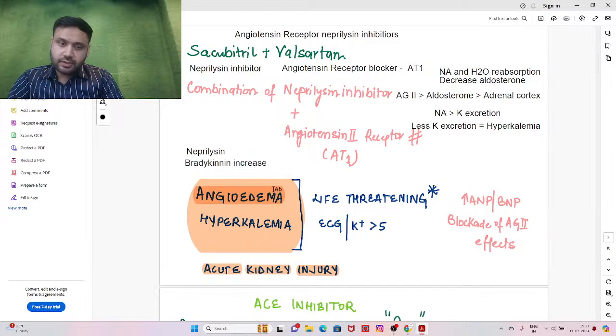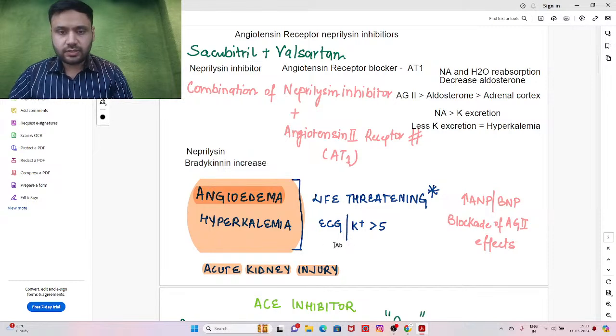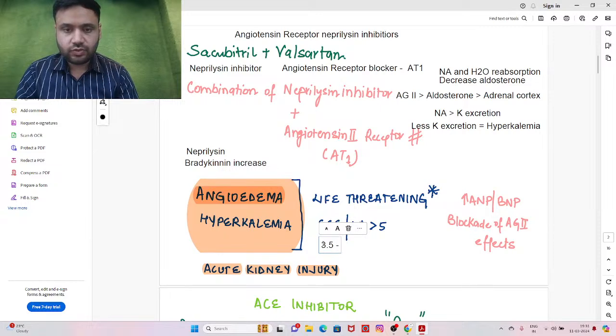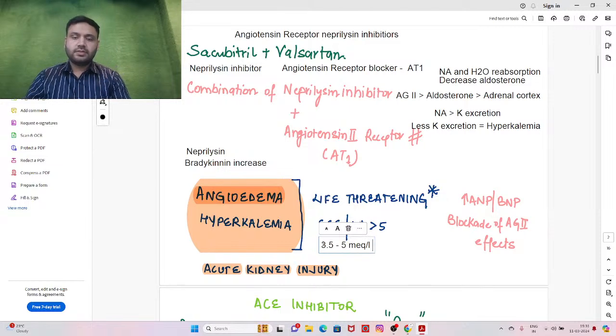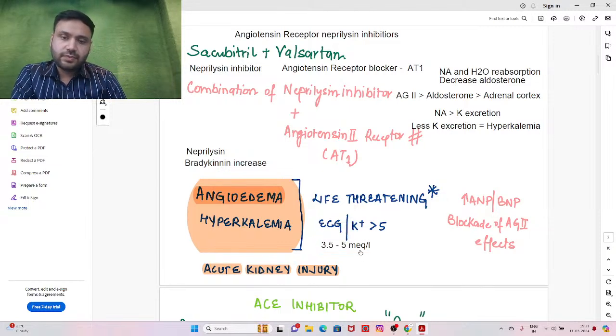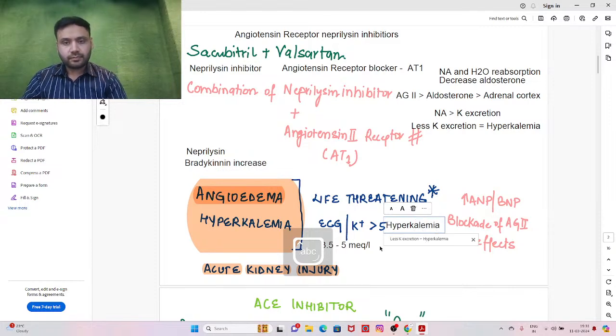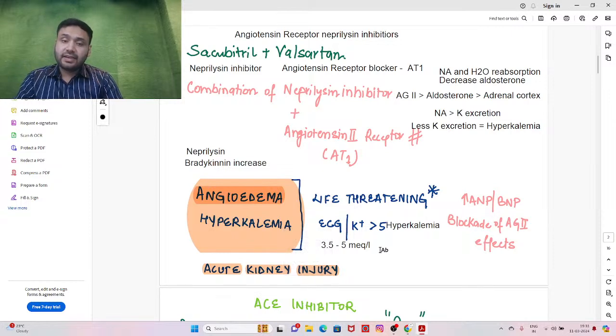These two effects we have studied now. Acute kidney injury we have already discussed. We can discuss this later, but let's dive into hyperkalemia first. So what is the normal potassium? Normal potassium is between 3.5 to 5 milliequivalents per liter. This is the general range for potassium. Once potassium is more than 5, we call that hyperkalemia. So it can be dangerous.